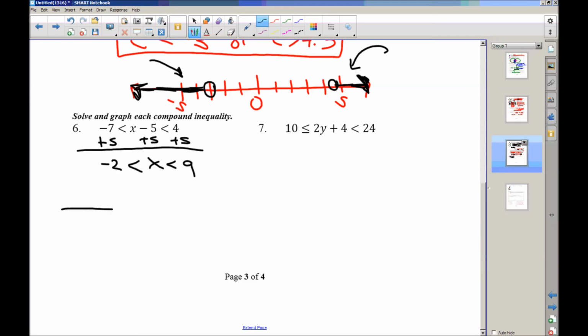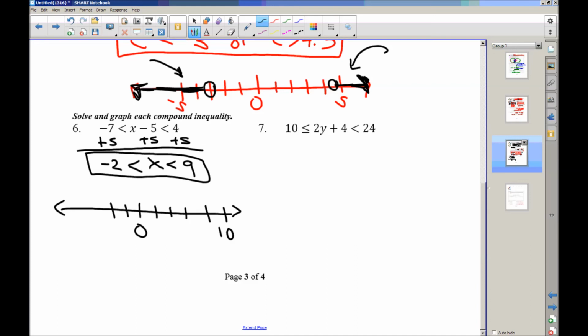So once again, we don't have to have a complicated graph. We've solved it. We've got x by itself in its spot. And here's 0, 2, 4, 6, 8, 10, -2, -4, -6, -8, -10. Okay, so my graph is going to have a circle on -2 and a circle on 9. Neither one's filled in because we have no bars on our less than signs. And then we get the intersection of the two things.